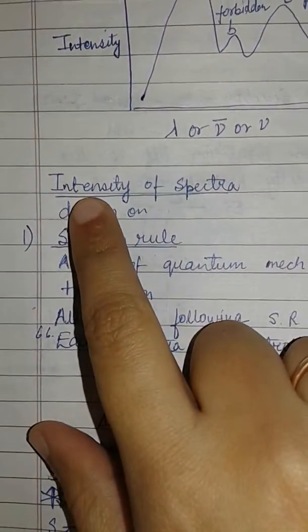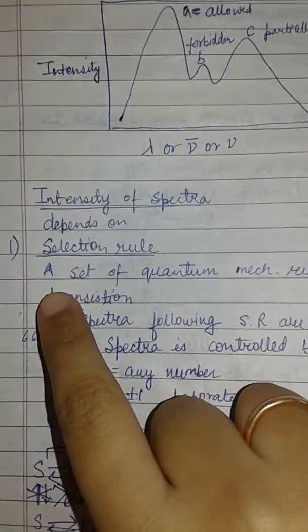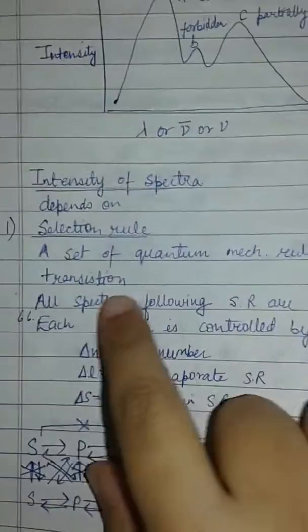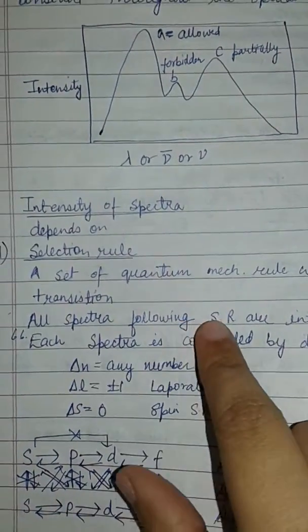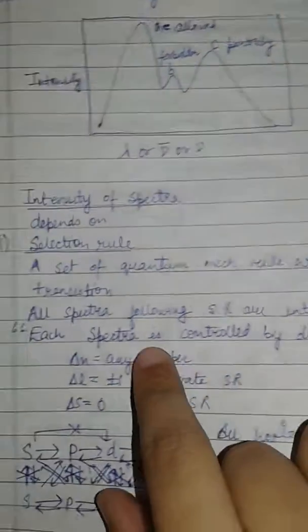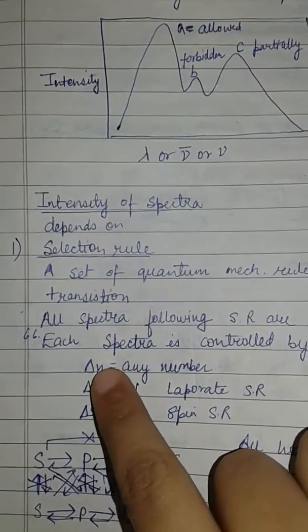Now I'll study the intensity of spectra. It depends on the selection rule. A set of quantum mechanical rules which control the transition is the selection rule. All the spectra following the selection rule are intense, and each spectra is controlled by a different selection rule.